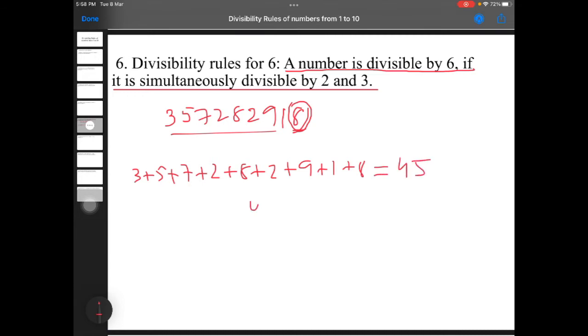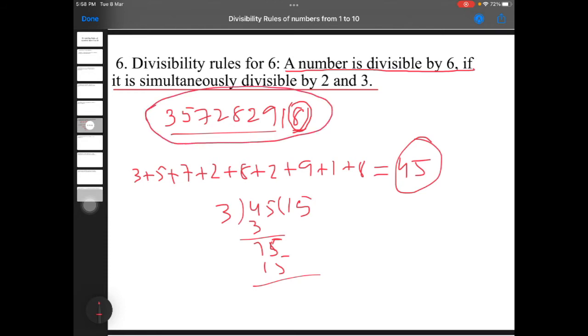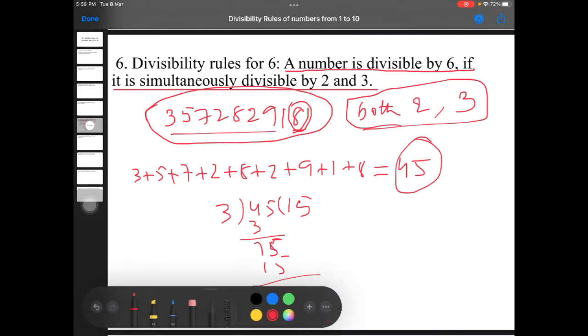So let's see whether we can divide 45 by 3 or not. So we see here this number 45 is divisible by 3. So that means this whole number is divisible by 3. That means this whole number can be divided by both 2 and 3. So this means this number can be divided by 6 also. Let us try to divide it by 6.